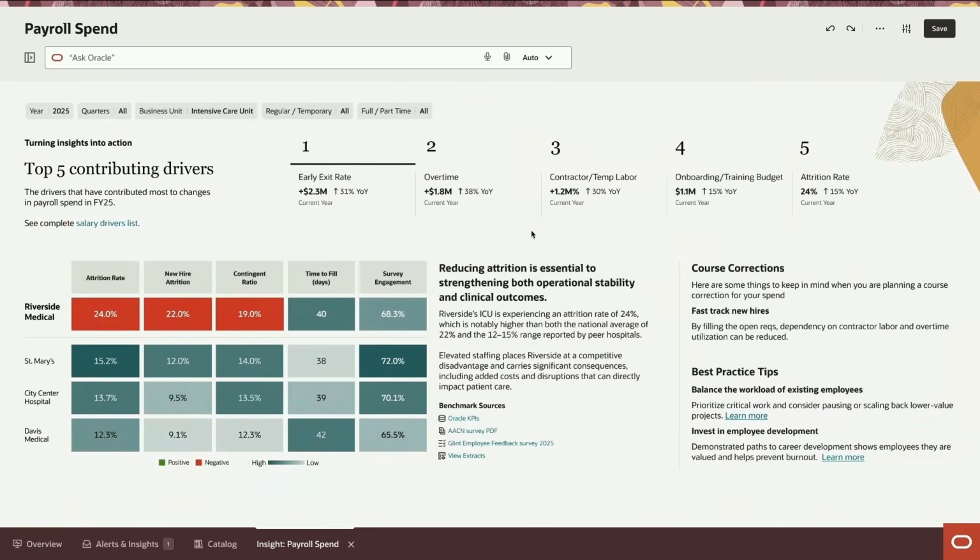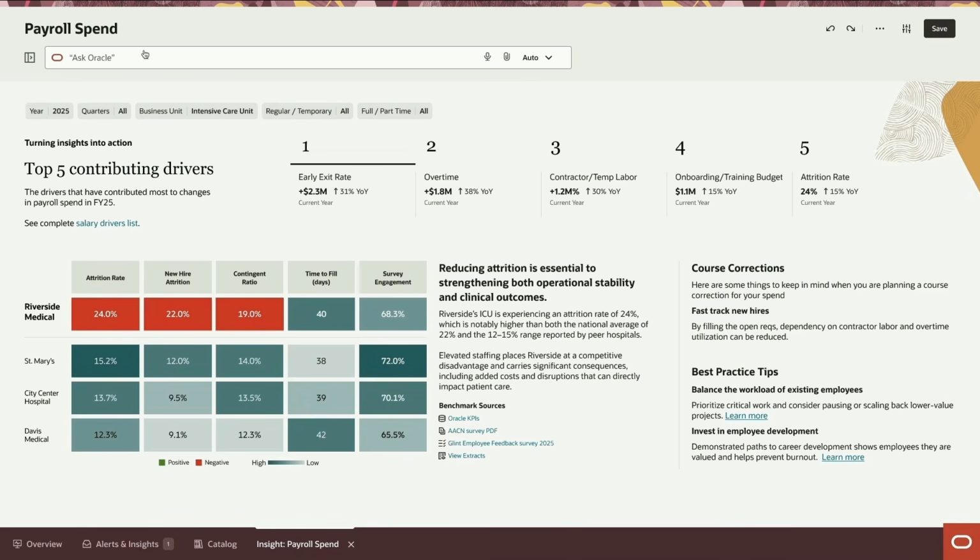The data view is now filtered just for ICU. While overtime and contractors are directly driving increased spend, early exits, surprisingly, has also surfaced as a top driver. The Workforce Investment Agent also shows peer benchmarks to help Zoe understand how she's faring versus other centers. 24% attrition is above peers, leading to overtime and contractor reliance, based on details extracted from unstructured survey PDFs.